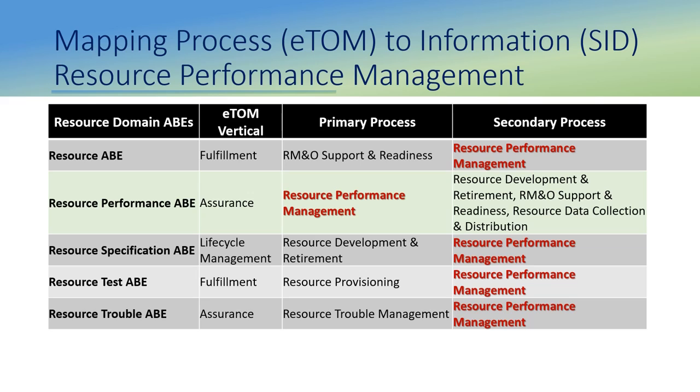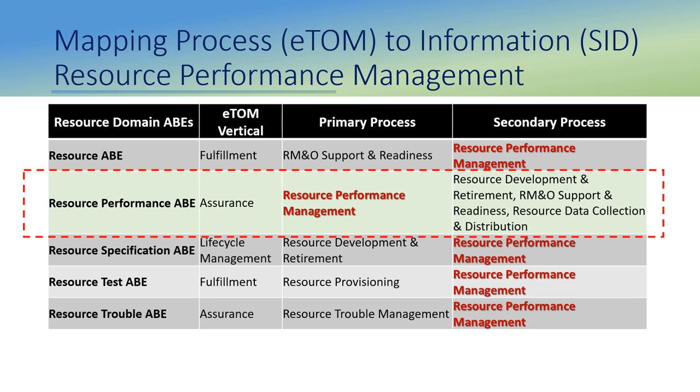For the purpose of mapping of process to information framework L1 ABs, let us use resource performance management as the process. Also, what you see here is a table of resource domain ABs mapping to primary processes and secondary processes. Remember, an L1 AB is coupled to only one core process. This specific process is denoted as primary. Resource performance ABE is coupled with resource performance management process, which is an assurance process.